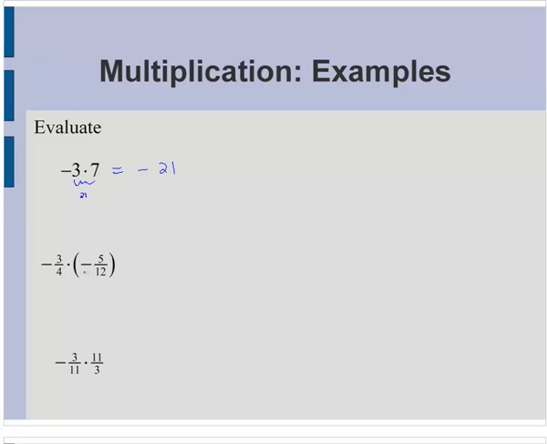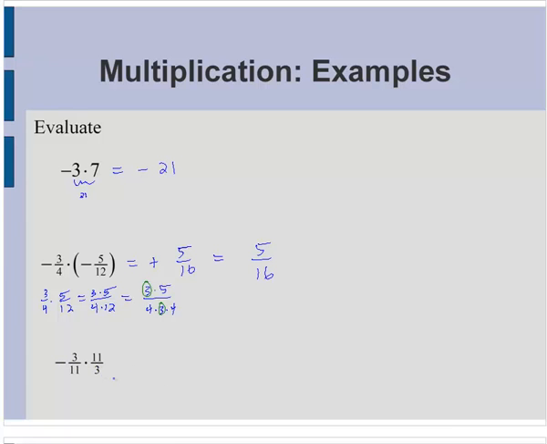Negative 3/4 times negative 5/12 is positive, and I'll write the positive sign here on purpose, although it's not necessary. 3/4 times 5/12. Let's see, we would have 3 times 5 over 4 times 12. Thinking of that 12 as a 3 times 4, and removing the common factor of 3 from numerator and denominator, we would have positive 5/16. And again, we don't need that plus sign, so I could just write 5/16 as the product.